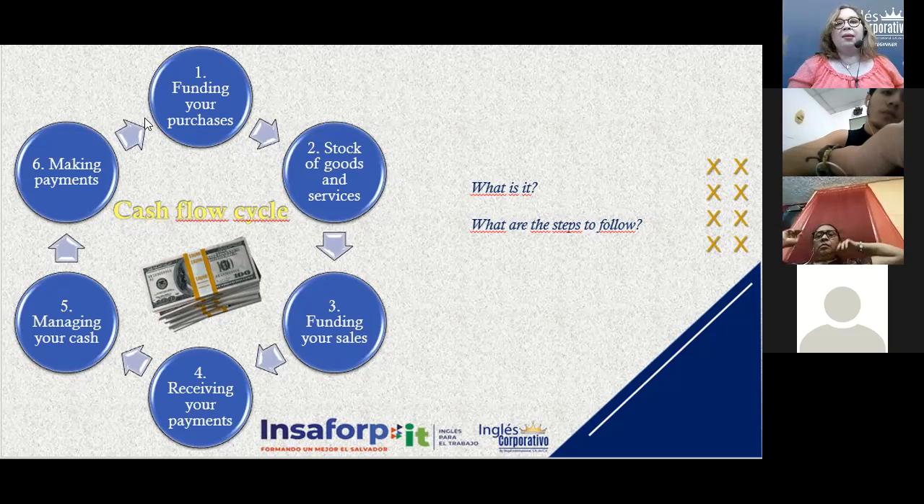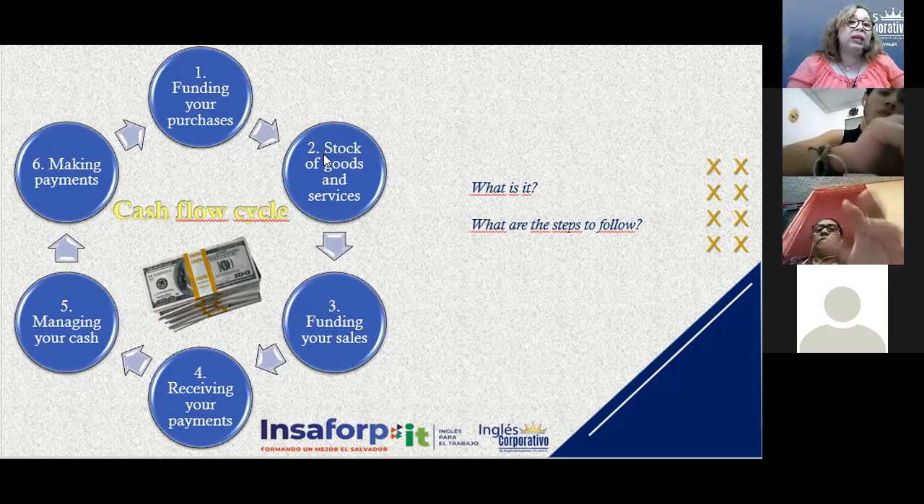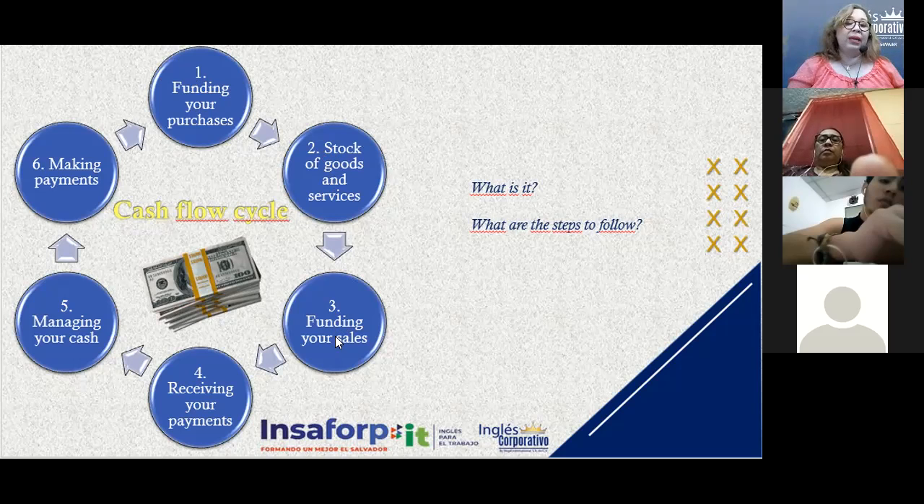Okay. Volvemos a invertir para poder comprar, para luego hacer nuestro stock de los servicios o los bienes, ¿verdad? Para producir, podríamos decir acá. Luego voy a fondear mis ventas para luego vender, obviamente, y luego recibo mis pagos, luego manejo el efectivo, qué va para cada quien, a dónde, cómo, haciendo mis pagos en el número 6, all my liabilities, todas mis responsabilidades, y regreso al punto de volver a invertir. That is why this is a cycle, okay?